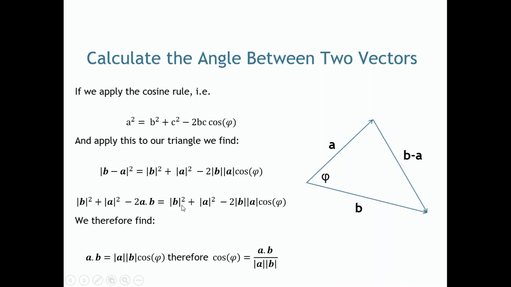This will now give us magnitude B squared plus magnitude A squared minus 2 magnitude B magnitude A cos phi. So therefore, we now have A dot B is equal to magnitude A magnitude B cos phi. Therefore, we now have our cos phi as A dot B all over magnitude A and magnitude B. So we were able to get this from our solvings here.